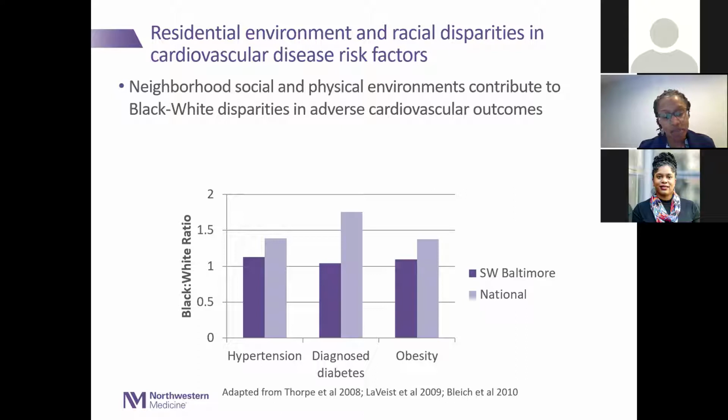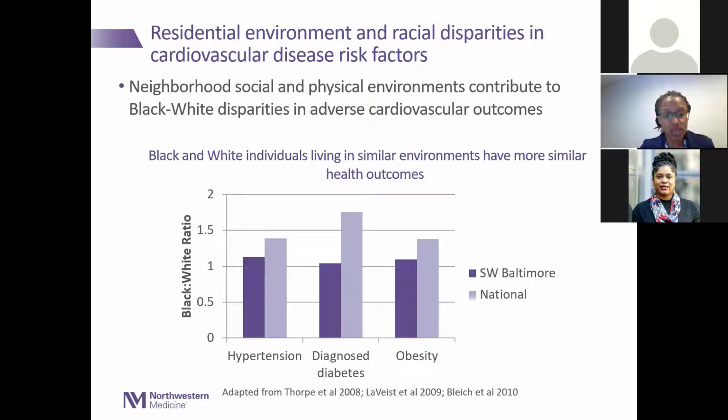They compared a variety of outcomes, including hypertension, diagnosed diabetes, and obesity, which are highlighted here, for Black and white adults living in the integrated community in Southwest Baltimore and in national data. Here on the y-axis is the Black-white ratio, where 1 would indicate there's no real difference between Black and white individuals in these outcomes. What they found is that there were really no disparities in this community in Southwest Baltimore, even though we see these larger disparities in national data. This suggests that Black and white individuals living in similar environments have more similar health outcomes.